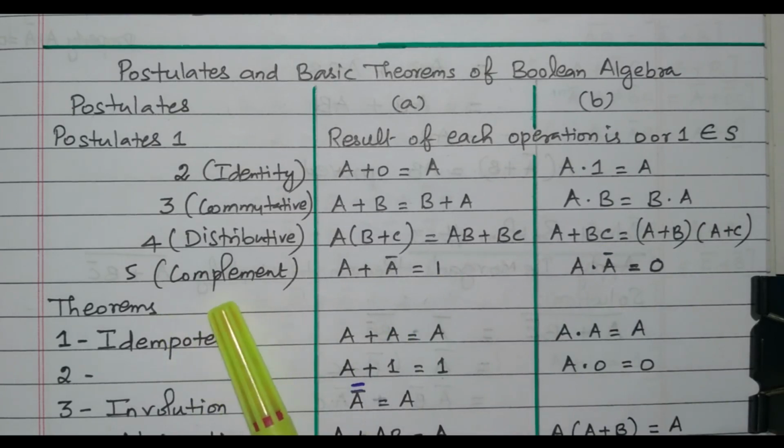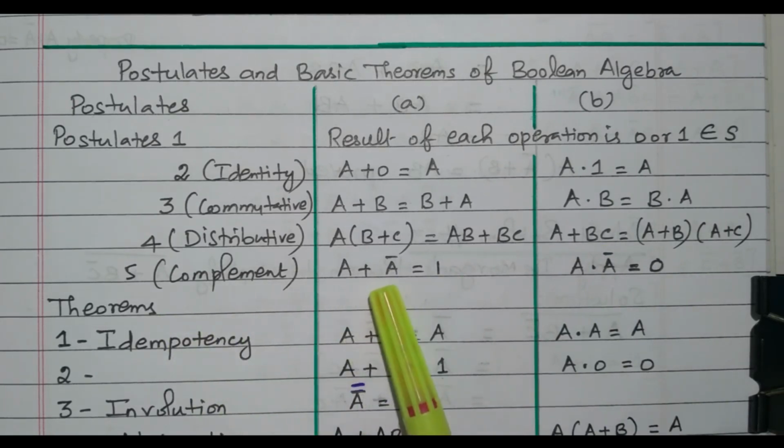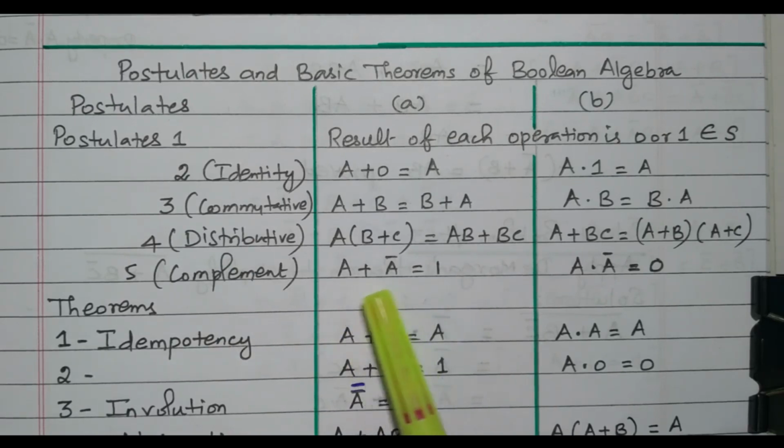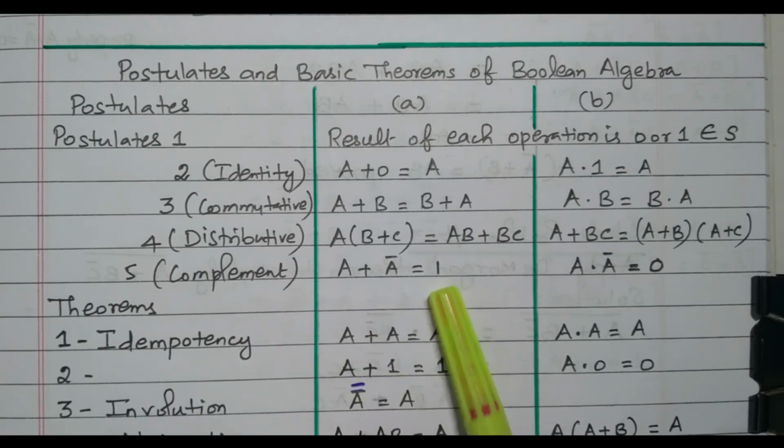Then complement. Complement is nothing but A plus A bar equals 1. Suppose A equals 1, then A bar will be 0, so 1 plus 0 is 1. Suppose A is 0, then A bar will be 1, so 0 plus 1 again gives 1. So a number added with its complement always gives 1.